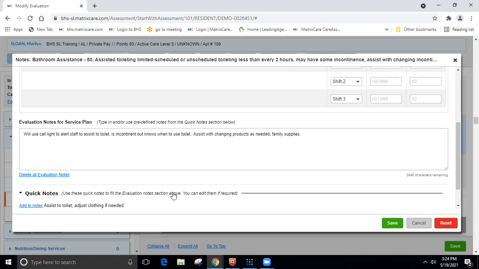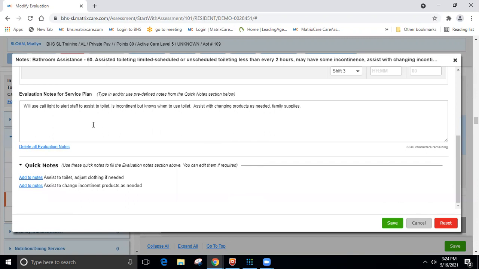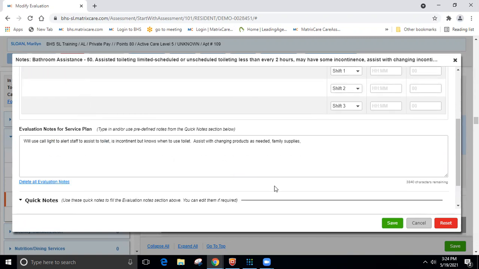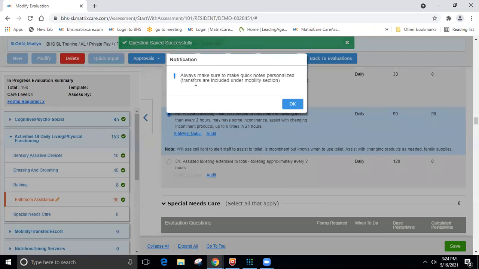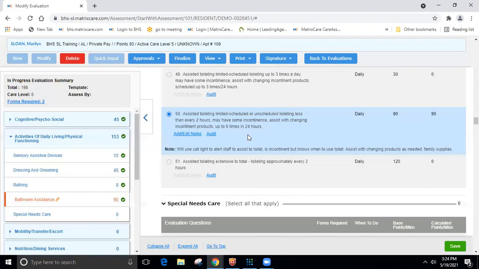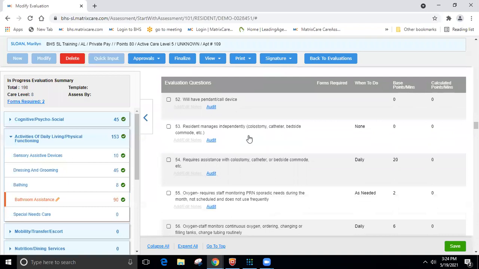So you can put anything about their incontinent products, any toileting habits you want to put in here for your notes. And then you can go ahead and save that. And this is just a little notification that we don't include how they transfer here. We have mobility further down.